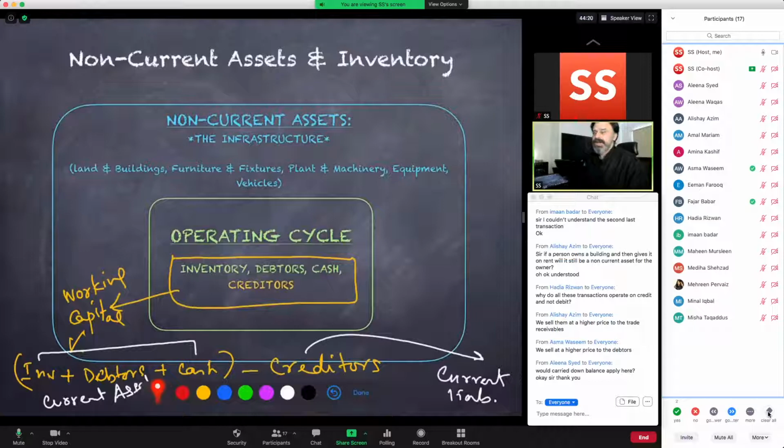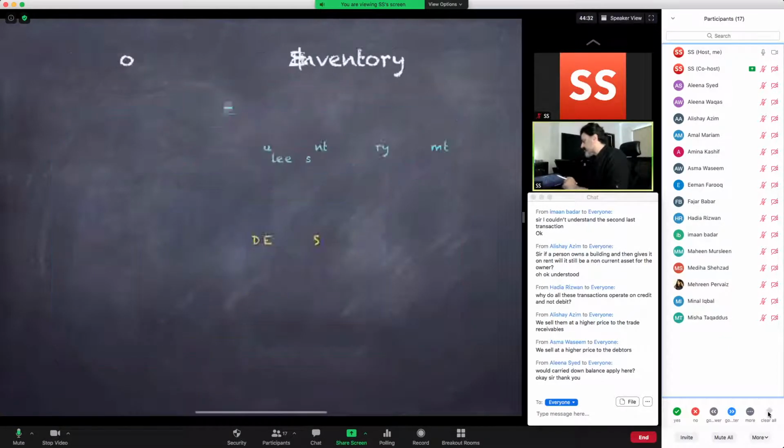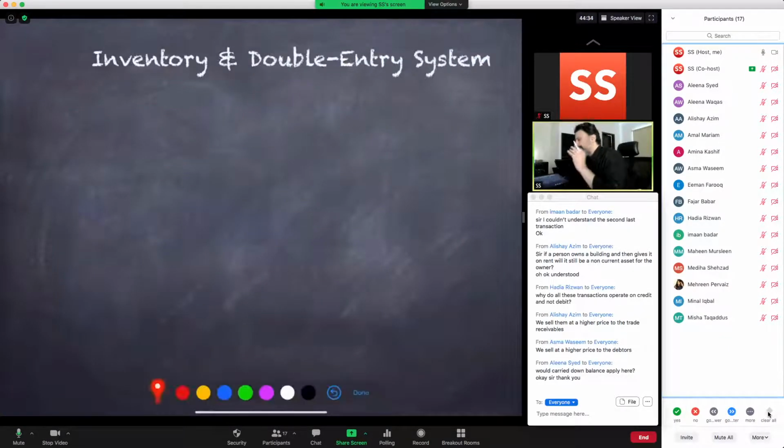Give me your feedback, red or green check. Okay, very good. So now we will move on to the double entry system.